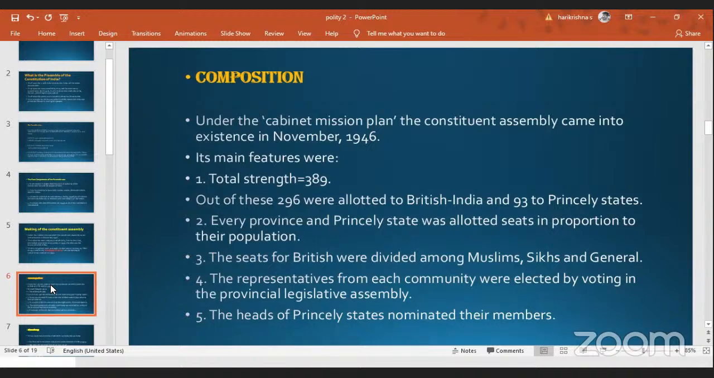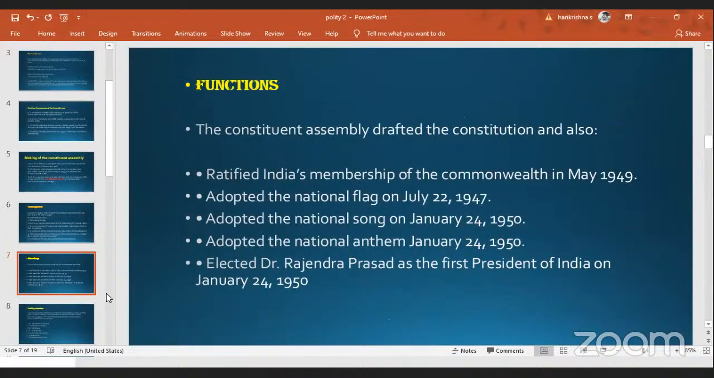Then here are also the functions, that is the adoption of our national anthem and national song, in January 24, 1950. Then our national flag, in July 22, 1947. Then it ratified India's membership of the Commonwealth, in May 1949. All these things, all these dates, should be remembered. Then they elected Dr. Rajendra Prasad as the first president of India, in January 24, 1950.